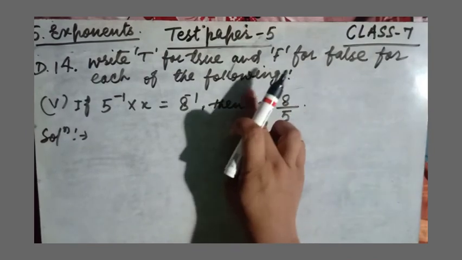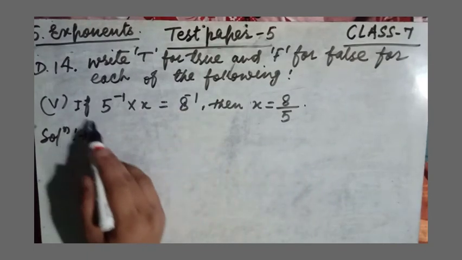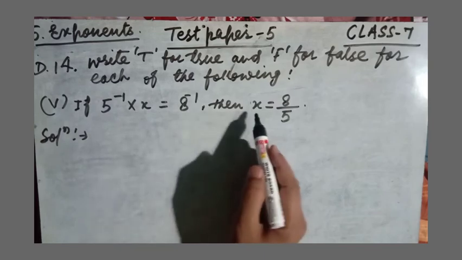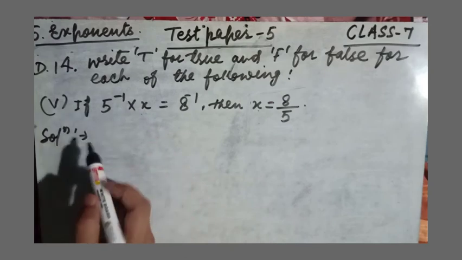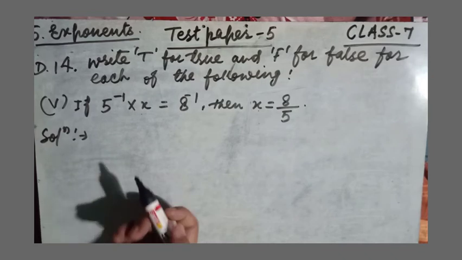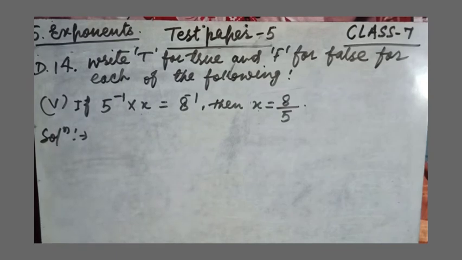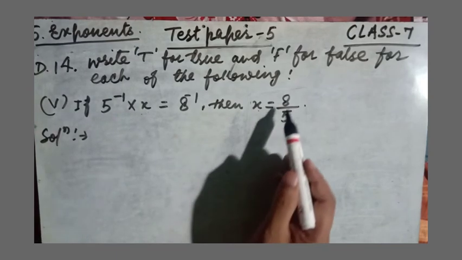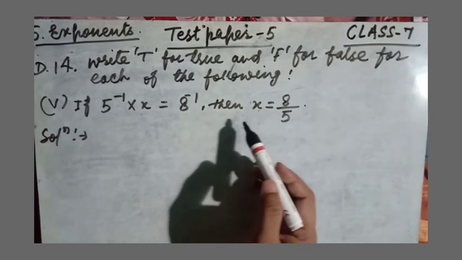Don't do so. Okay friends, now we have to find the value of x. There are two ways to find out whether it is true or false. First, we write the value of x in place of x on the left hand side and see whether the left hand side is equal to the right hand side. If the left hand side is equal to the right hand side, then this is okay, means true, otherwise wrong, false. Or else we can find the value of x using previous knowledge. Then if the value of x is 8 by 5, then this is T, means true.